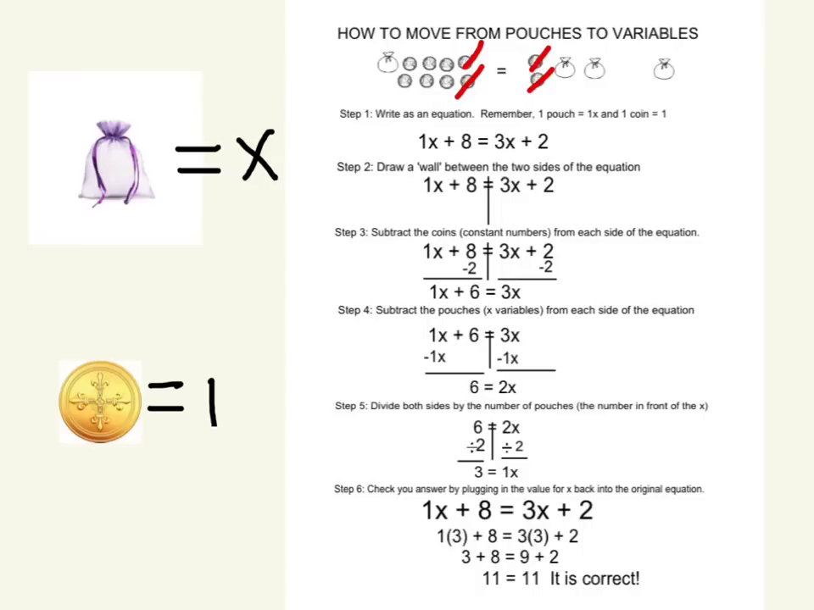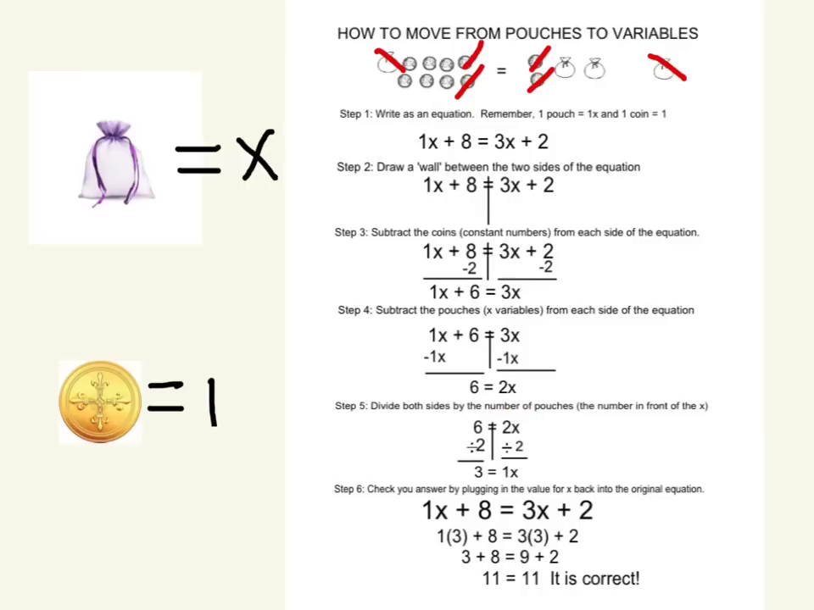In this fourth step, we are going to subtract the pouches, which are the X variables, from each side of the equation. So, just like we did yesterday, cross off 1, and I'm left with 2 pouches on the right. So looking at my numbers and variables, I subtracted 1X, or 1 pouch, from both sides to maintain equality, and on the right side I'm left with 2 pouches and 6 coins. 2 X's and 6 1's.